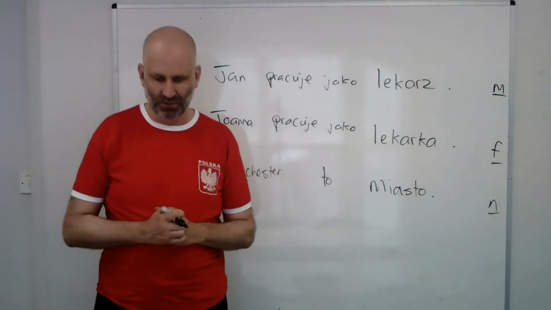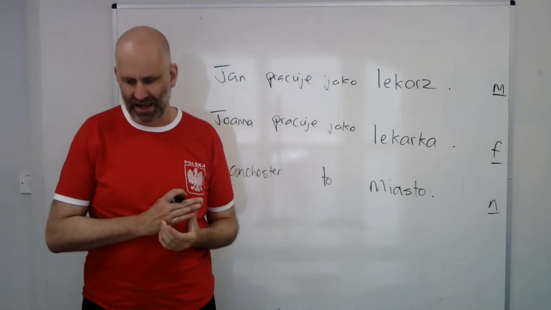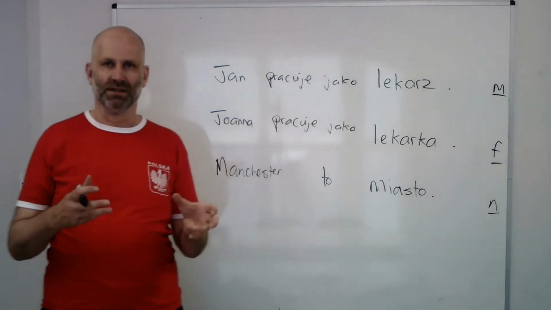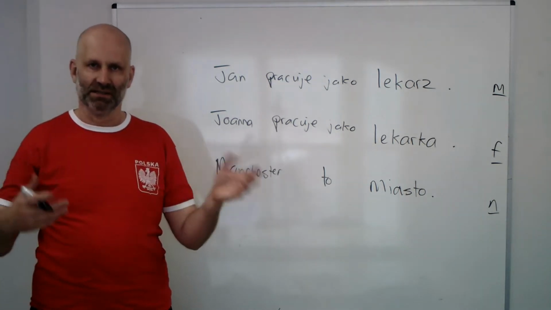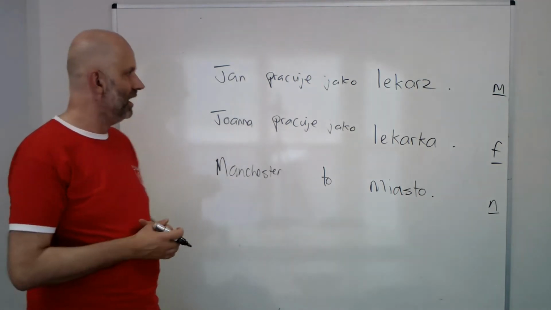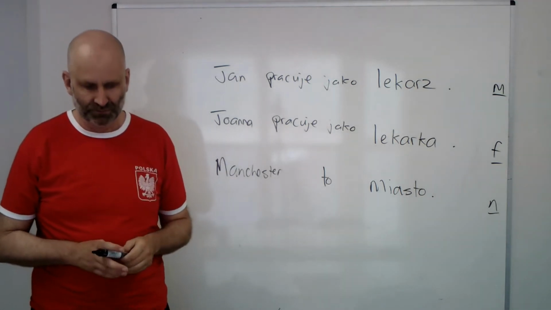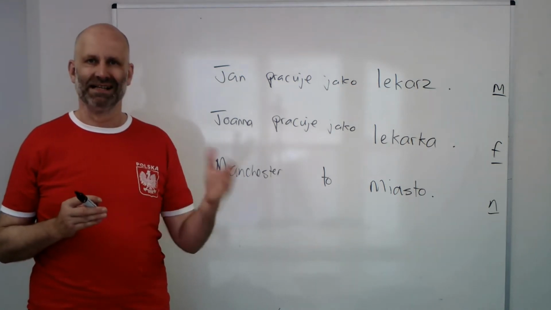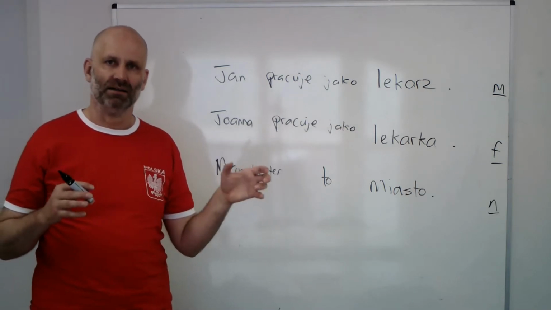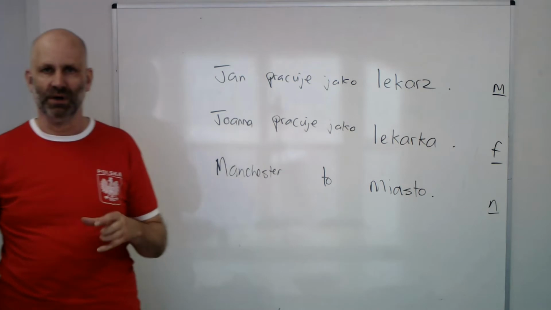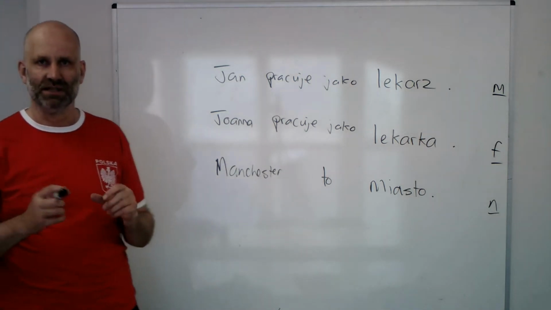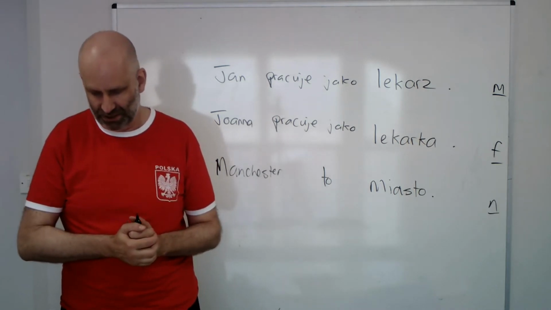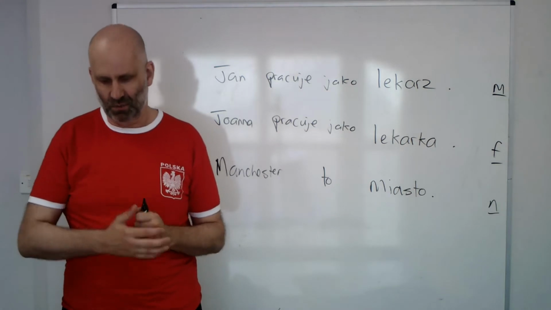So the instrumental is used after verbs of being, becoming, and calling. So if you want to say what somebody's job is using the verb być, which means to be, jestem, jesteś, jest, jesteśmy, etc., you've got to use the instrumental case. If you want to talk about somebody's nationality, you don't say somebody's English or Polish, you say they're an Englishman, or a Pole, or a Turk, or a Swede. So we don't use the nationality adjective, we use the nationality noun. And the noun changes when you use the verb być. So we'll look at that as well.